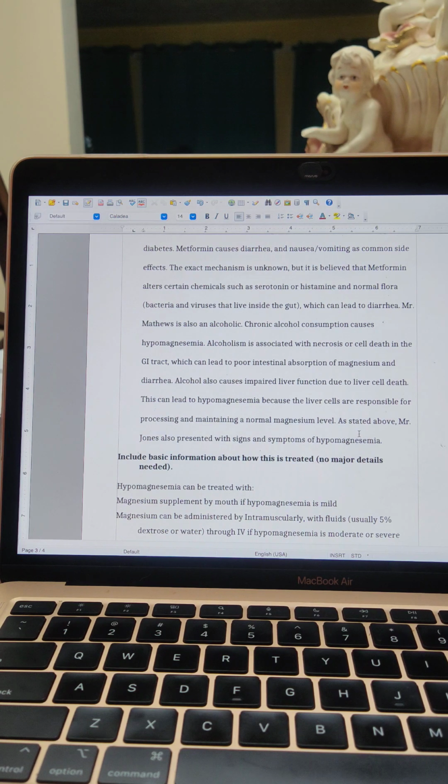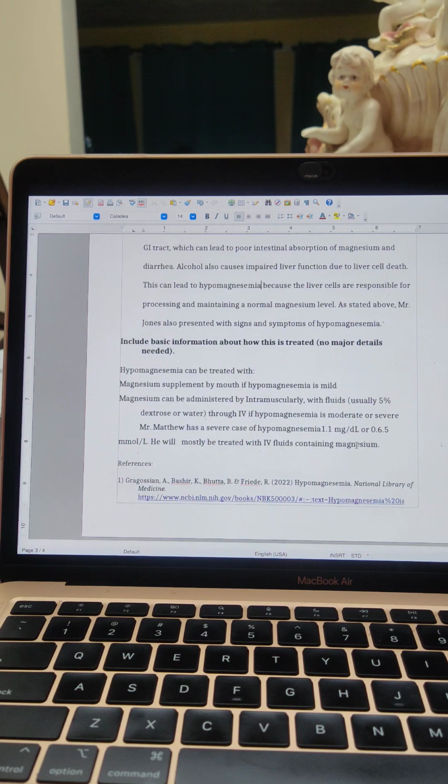As stated above, Mr. Matthews also presented with all the signs and symptoms of hypomagnesemia. So how can this be treated?